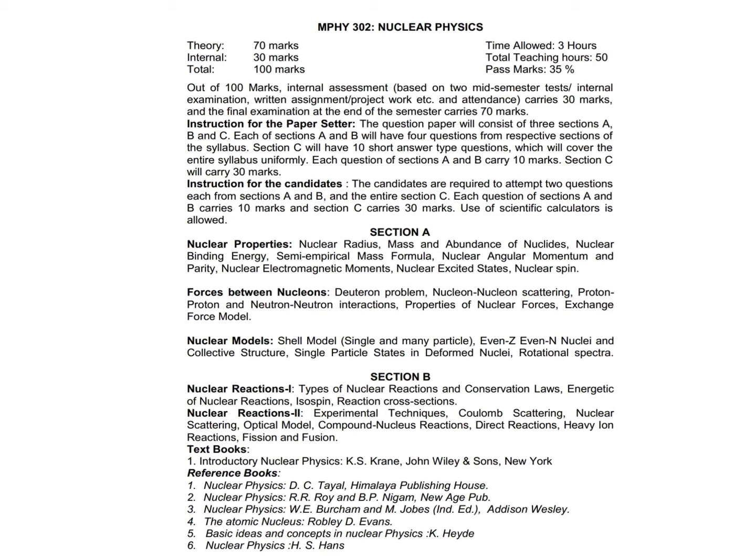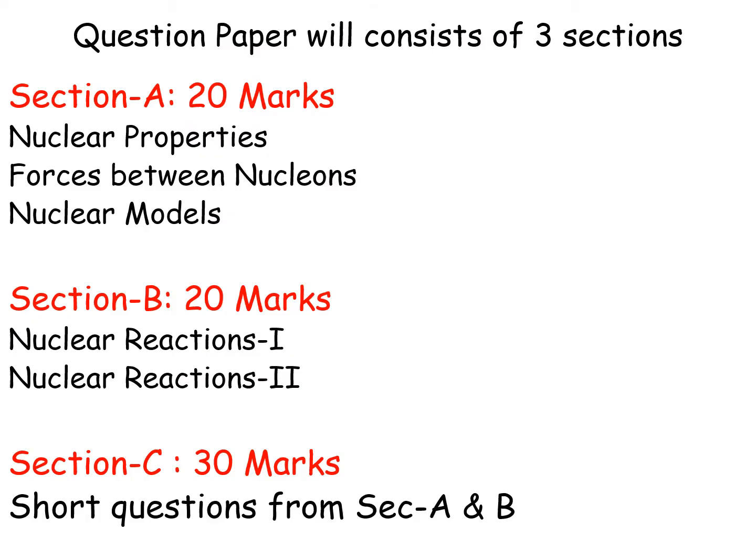So the question paper will consist of three sections A, B and C. Each of the section A and B will have 4 questions from the respective sections of the syllabus. The students are required to attempt 2 questions each from section A and B and the entire section C. Each question of section A and B carries 10 marks and the section C carries 30 marks. So this is the distribution of the marks.